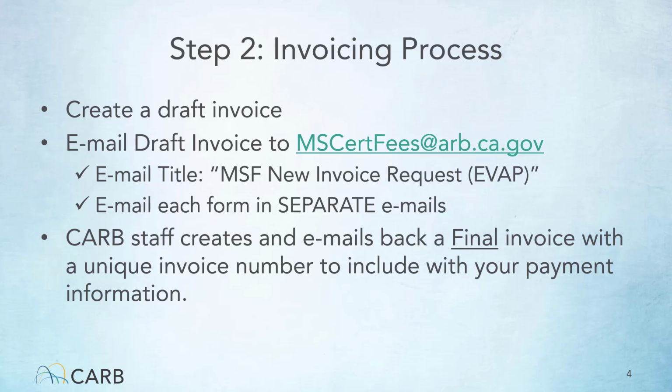First, the manufacturer, or you, goes to our website, selects the correct draft invoice for your focus group, and creates a draft invoice. Second, you email the draft invoice to mscertfees@arb.ca.gov, ensuring that you follow the instructions listed on this slide. Lastly, CARB staff will create and then email back to you the final invoice. You use the invoice number and total payment for steps 3 and 4 of the invoicing and payment process. Again, please review the March 8th workshop or visit our webpage for detailed instructions.